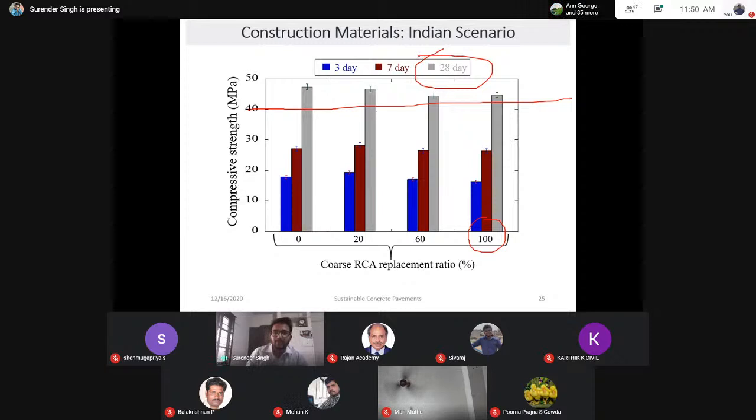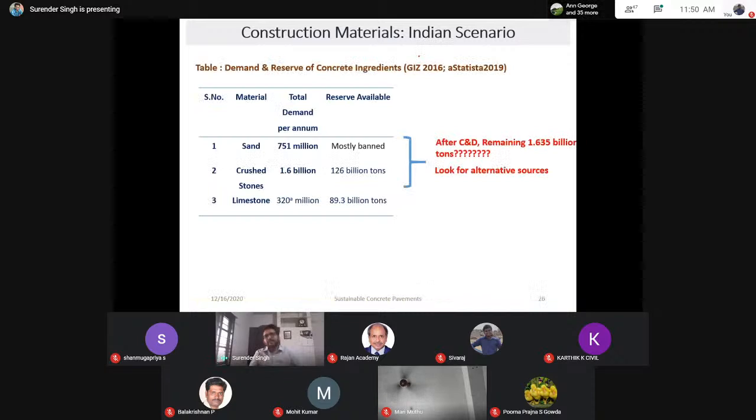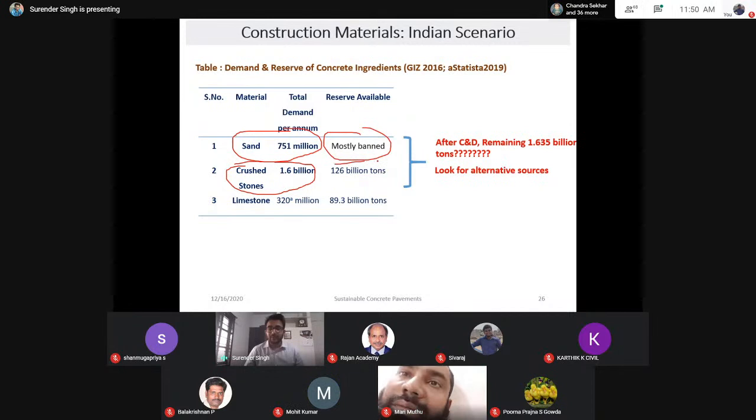Now what is the situation in India? How much material is required in India? Per year we need 751 million tons of sand in India. And how much are we having? No, it is mostly banned by the High Courts or the Supreme Court. What about the aggregates? Per annum, we need 1.6 billion tons of aggregate. How much are we having? Yeah, I'm happy, 126 billion.